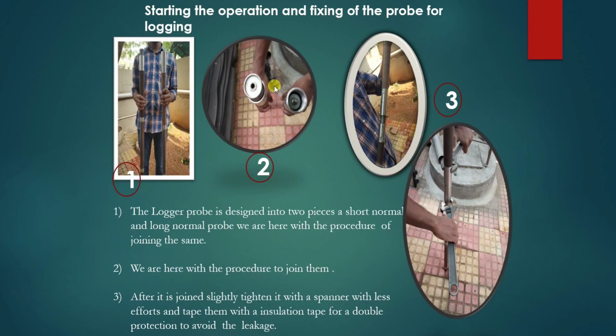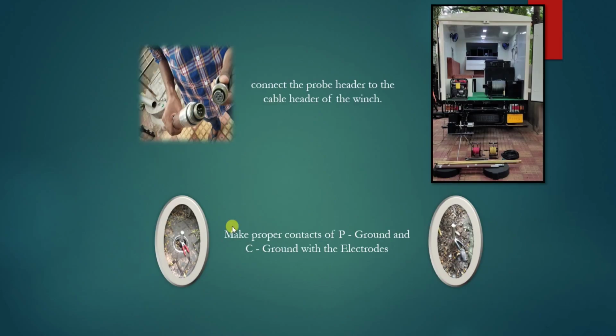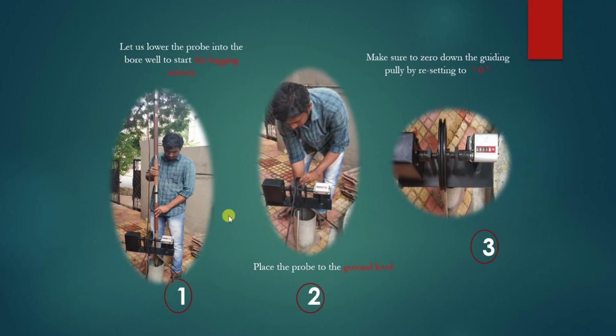We'll just insert it properly and make sure the threading is closed completely, and then we connect the current and the potential to the grounds from the instrument, these two winches. For gamma and caliper, there is no need to connect the current or potential outputs to the ground. Once this is done, you'll put the probe above the depth encoder and let the winch go down.